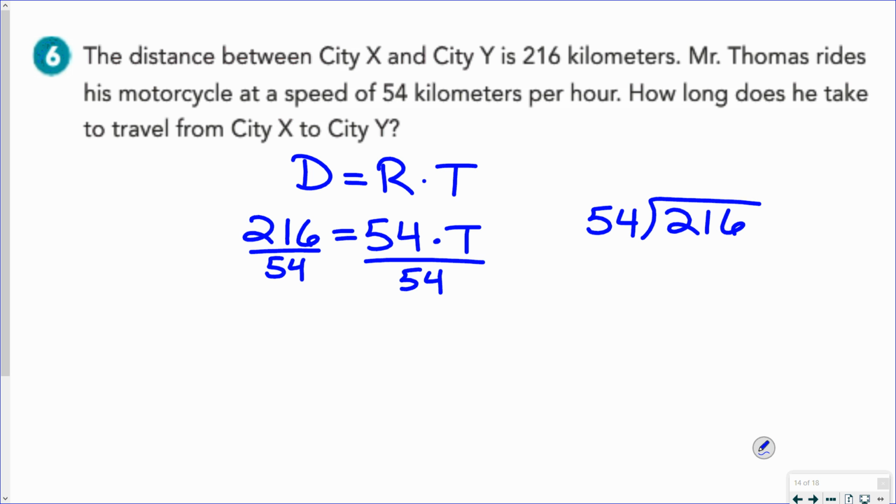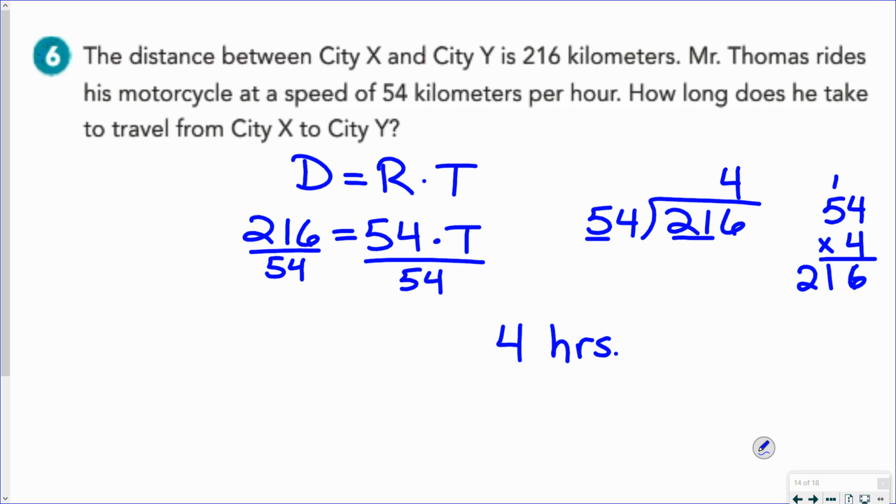And if you remember in a previous lesson, if you're not sure what to divide by, you could start with 5. You multiply your divisor by 5 and see if it's too high, too low, or just right. Another option would be to look at the first digit. Our first digit is 5. And we would ask ourselves how many times would 5 go into 21? Well, 5 would go into 21 4 times. So let's see what 54 times 4 gives us. And would you look at that? It gives us 216. So we would have a time of 4 hours.